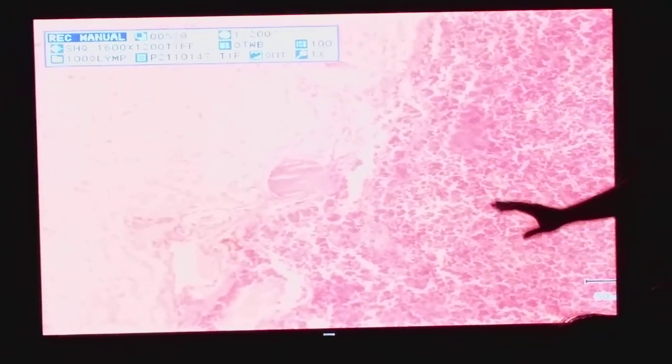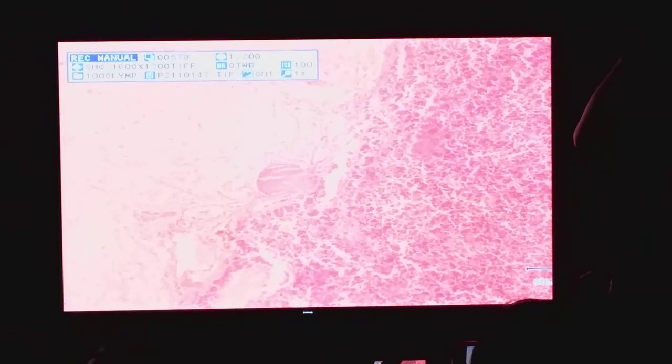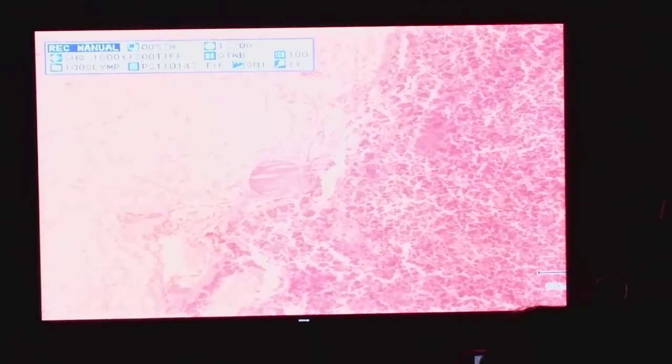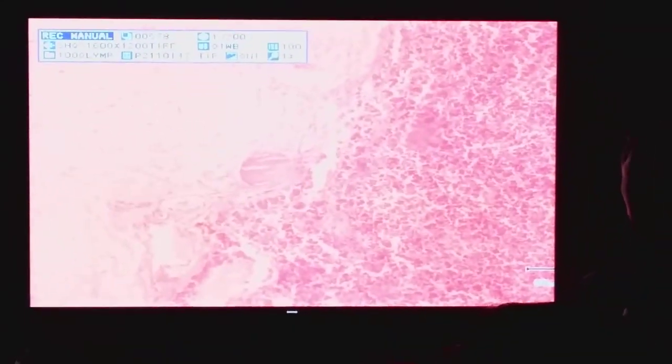Supraoptic and paraventricular neurons. Pars distalis is very cellular. There are 6 hormones produced in the pars distalis. However, in light microscopy, we can only identify 3 types of cells. Cells with pink colored cytoplasm are called acidophils. Those with violet colored cytoplasm are basophils, and those without color are chromophobes.